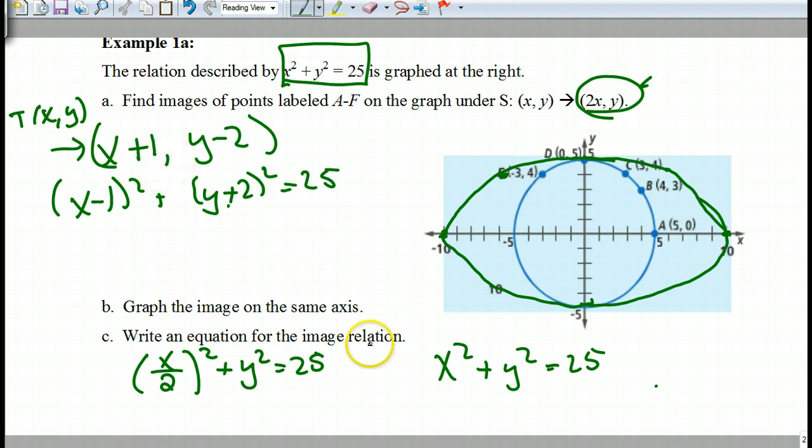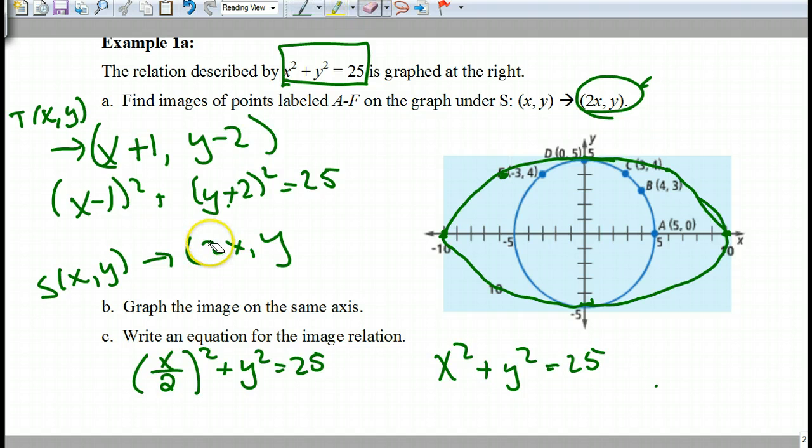Okay, so the same thing is true when we are multiplying by a number. In this case, we got S of x, y, and then we did 2x and y. What if I change this? Let's change this to something else. Let's do 5x. What would my equation be then?